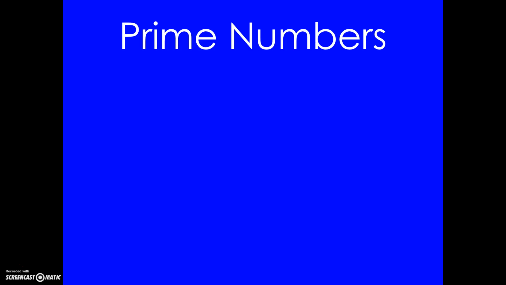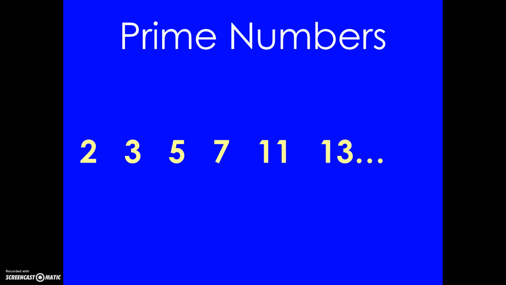All right, now when we talk about radicals, we need to be familiar with prime numbers. Remember, prime numbers are numbers that are only divisible by 1 and itself. So some examples are 2, 3, 5, 7, 11, and 13.